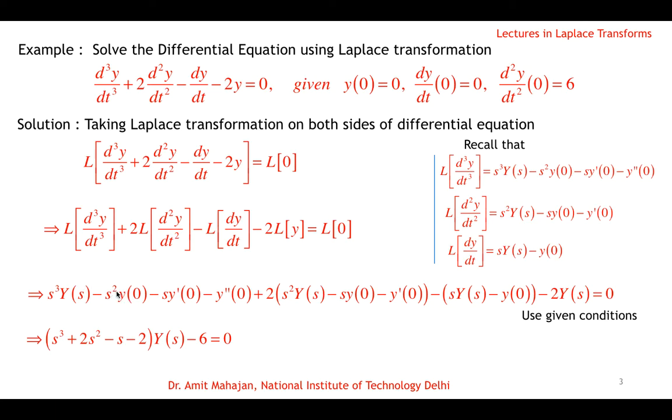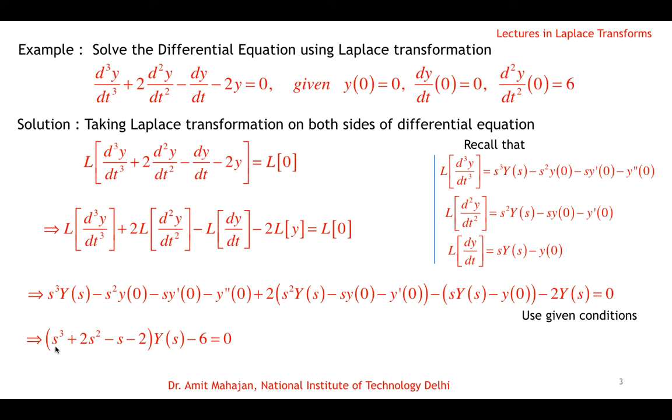So y(0) is 0, the first derivative is 0, so these two terms are 0, and this will become minus 6. The y(0) and first derivative are 0, so these terms are 0, and the rest of the terms are of Y(s). We can combine them: the Y(s) term, second term, third term, and fourth term, these four terms we combine to write the first function. So this was step 1.